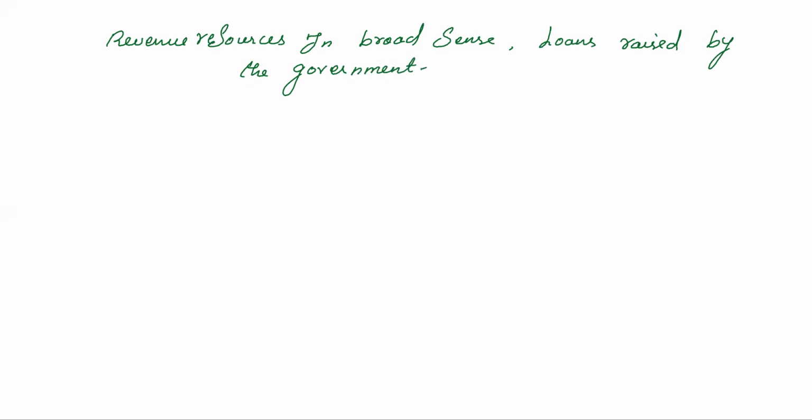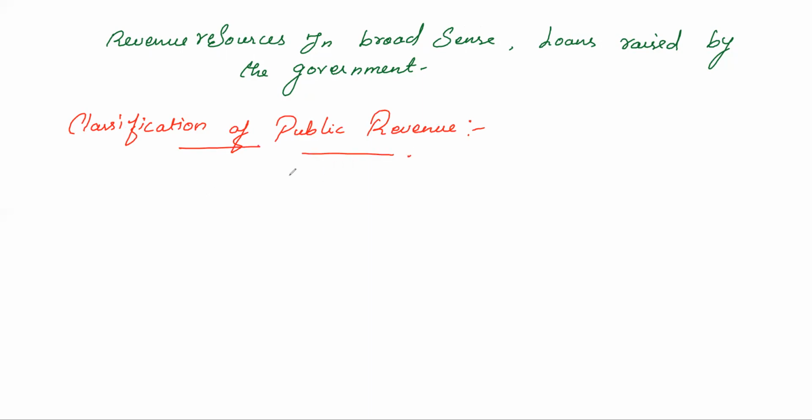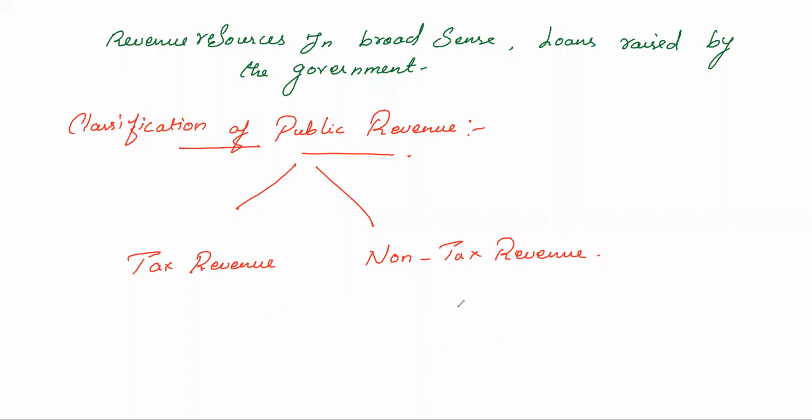Okay, so next one is the classification of public revenue. There are two classifications of public revenue, the sources of public revenue. The first one is tax revenue, then non-tax revenue.